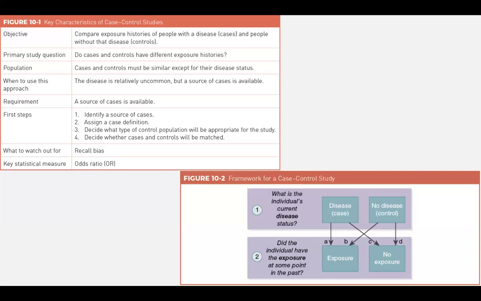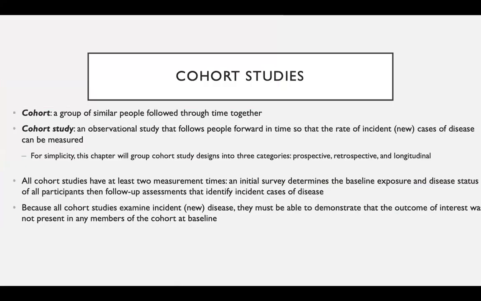If you were to know what kind of statistical measurement you would eventually use in your analysis, you'd be calculating odds ratios. Cohort studies. A cohort is a group of people who are staying together and being followed together through time. So cohort studies are observational. We're following them through time.